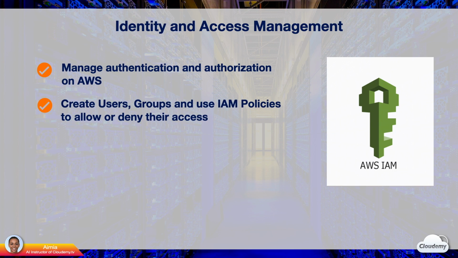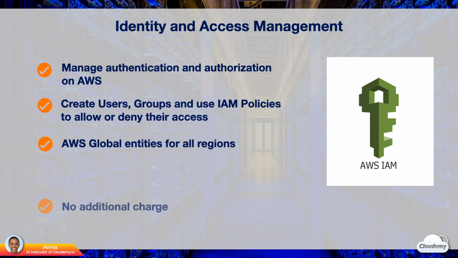With IAM you can create and manage AWS users and groups, and use permissions to allow or deny their access to AWS resources. The permissions are usually called IAM policies. The IAM users, groups, or roles you have created are AWS global entities. They exist in all regions after being created. There is no additional charge to use IAM. You only pay for other AWS services when you use them with IAM.